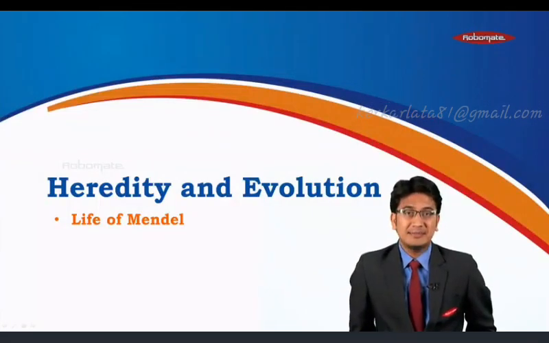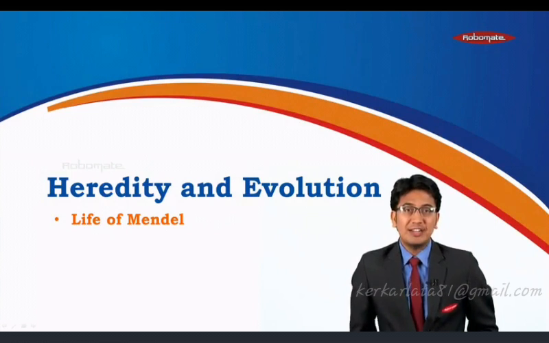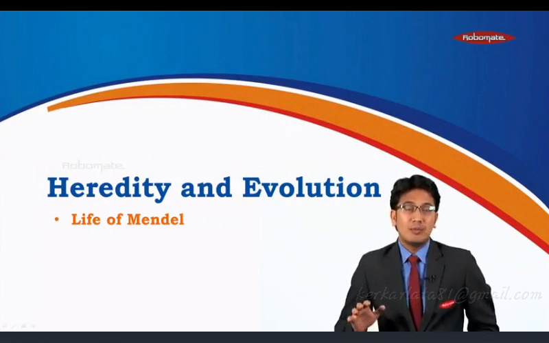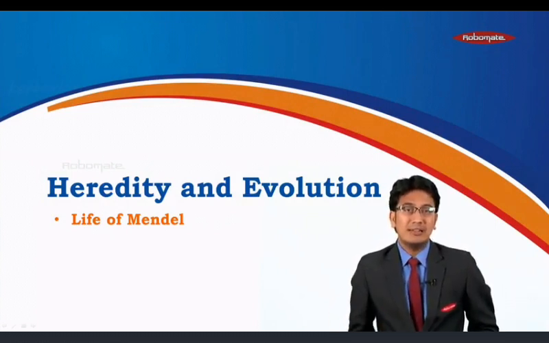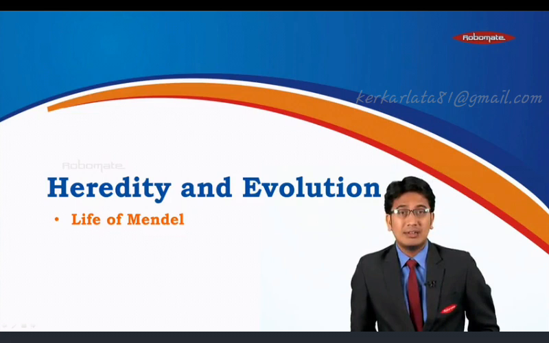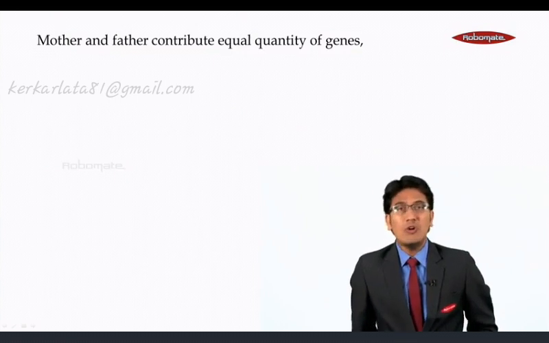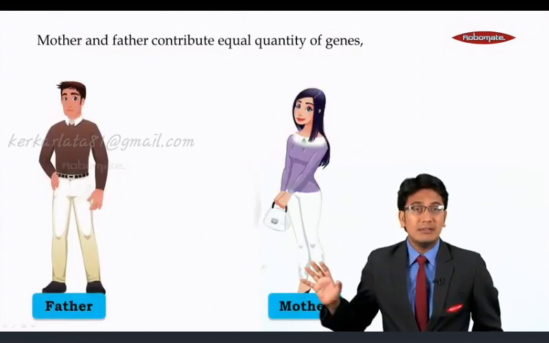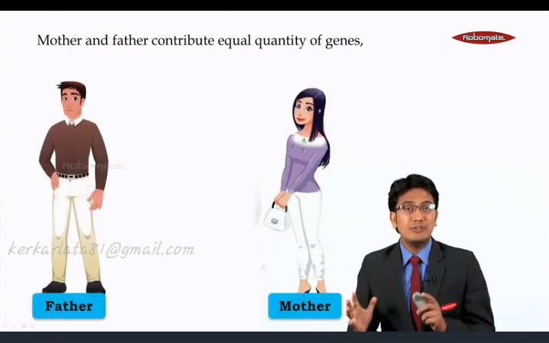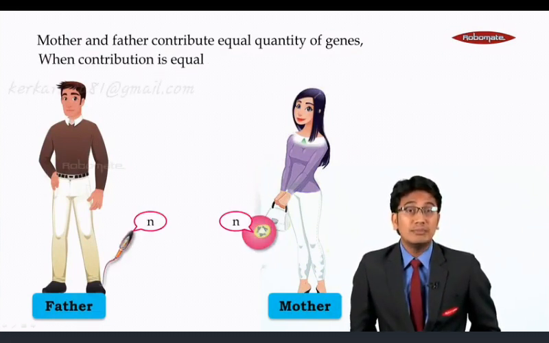So after understanding asexual reproduction and how genes are transferred from one parent to another, it's time for some unanswered questions. Why do we always have only one character from one of the parents? Mother and father contribute equal quantities of genes.